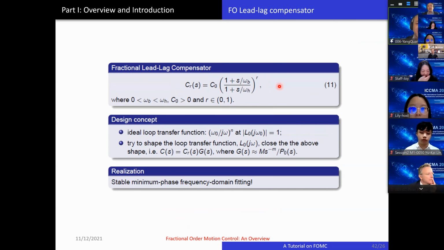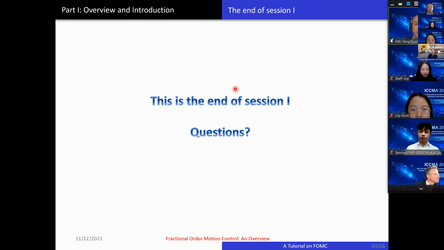So then you also can make the lead lag filter with fractional order. So then how to design that? There are some loop shaping ideas. One of the ideas is minimum phase frequency domain fitting, stable fitting for that into integer order case. There are some papers published a long time ago. So that's basic foundation. I'll quickly run through this.